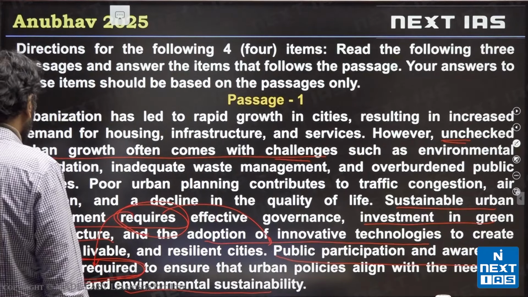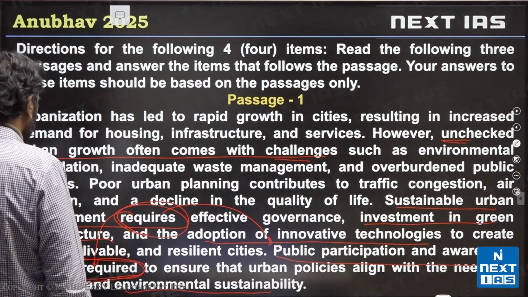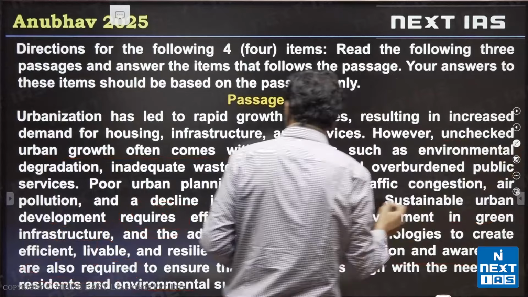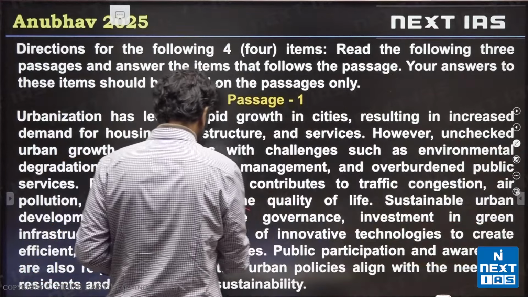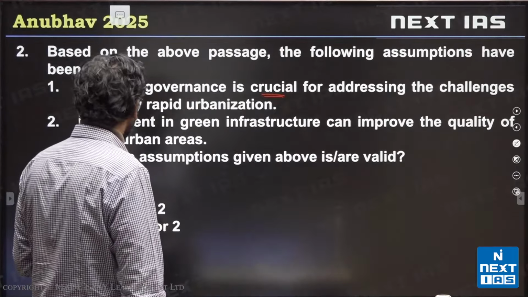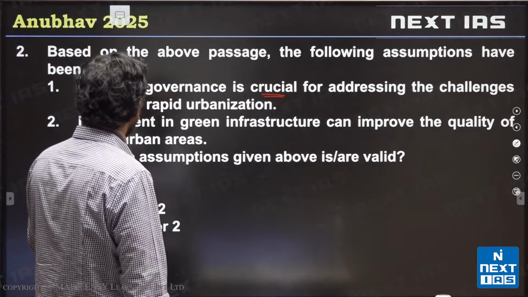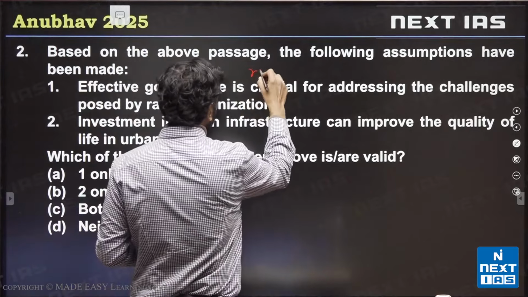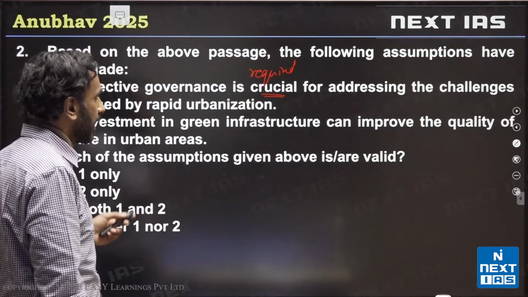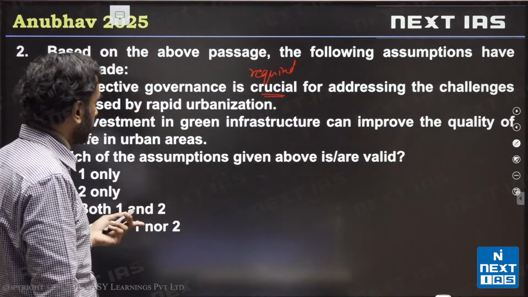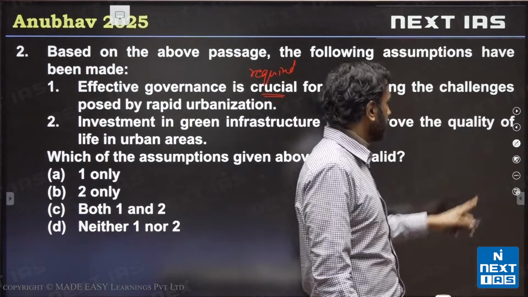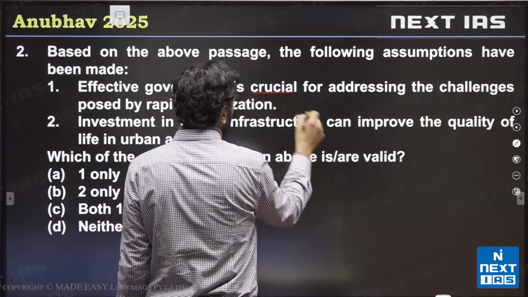Increased infrastructure, inadequate, poor urban planning, development, effective governance is directly stated in the passage. I was just looking for that phrase. Effective governance requires effective governance and investment in green infrastructure. All right. So it is crucial. Required is written again. We had discussed this before. And 2, investment in green infrastructure can improve the quality of life in urban areas. This also has been stated in the second half of the passage as an underlying logic of the passage. It's not directly stated. It's stated as required or can.